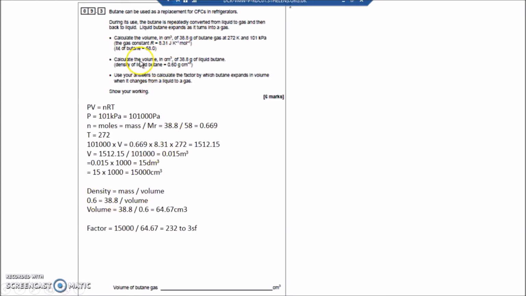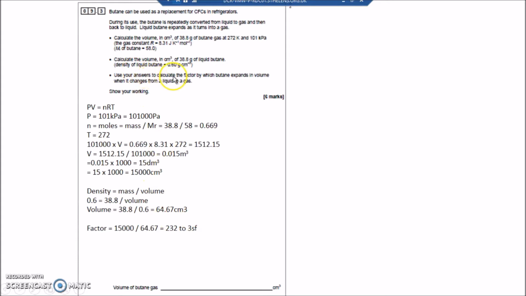Now calculate the volume of 38.8 grams of liquid butane, it's got a density again. So density is mass divided by volume, easy this time. Density is 0.6 grams per centimetre cubed. The mass is 38.8, I want it in grams. Yes, it's already in grams. And the volume is going to come out in centimetre cubed because density is grams per centimetre cubed. So rearranging, volume is 38.8 divided by 0.6, 64.67, and it comes out in centimetre cubed.